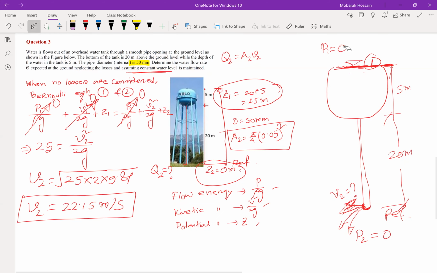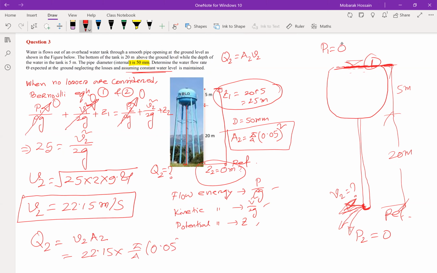So your water flow rate at the ground level, Q2, will be V2 times A2. V2 is 22.15, A2 is pi over 4 times 0.05 squared, which equals 0.0435 meters cubed per second. So this is your final answer.